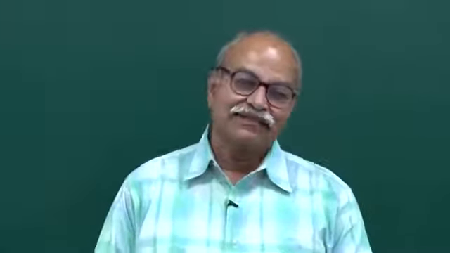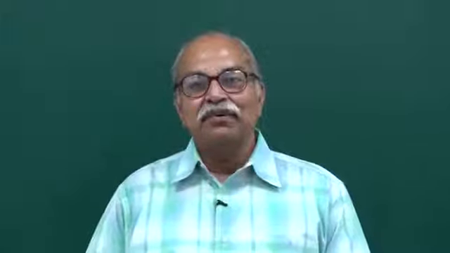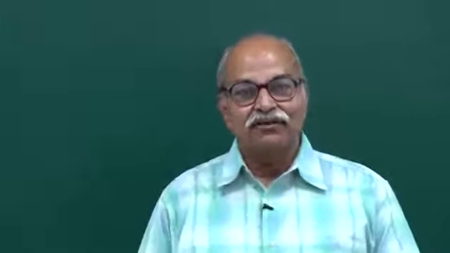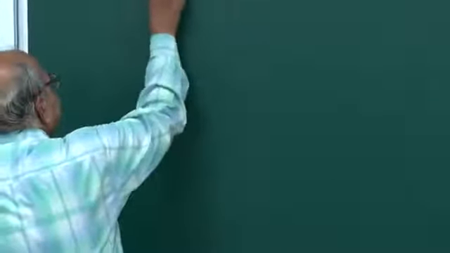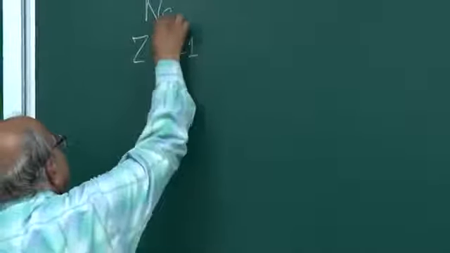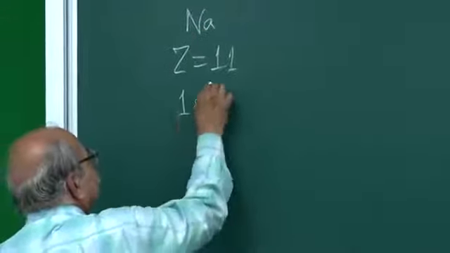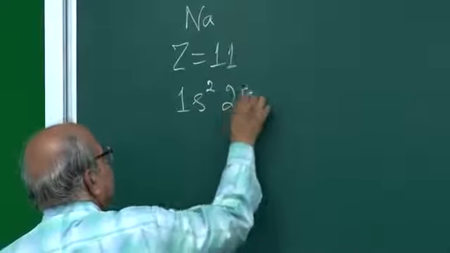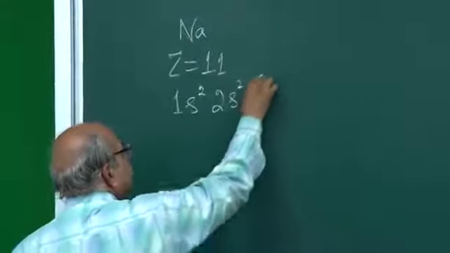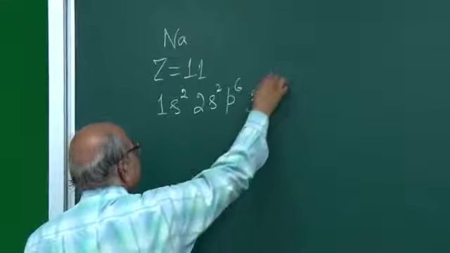So, in the previous lecture we discussed how in a solid the energy levels for electrons are grouped in different bands. If we again take the example of sodium, that is Z equal to 11, the configuration is 1s 2 electrons here, 2s 2 electrons here, 2p 6 electrons here, and 3s 1 electron here.